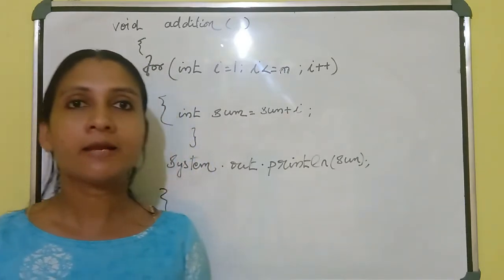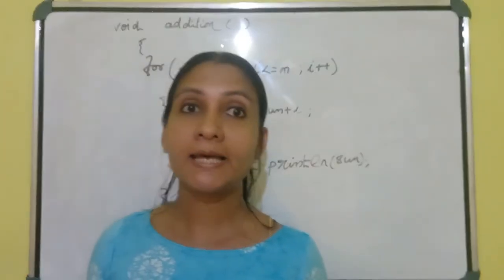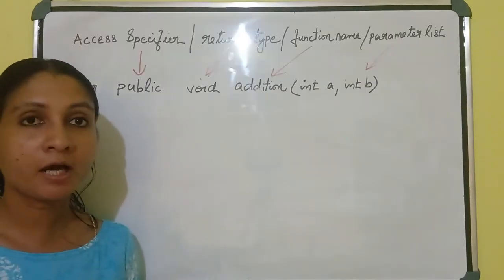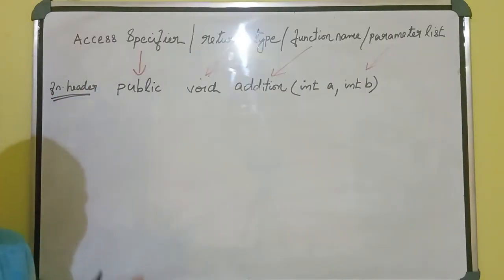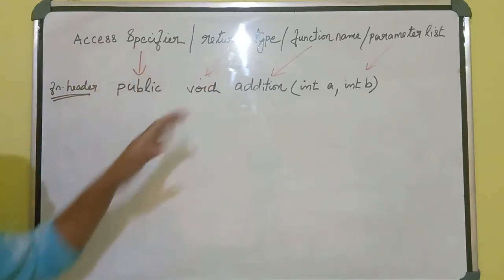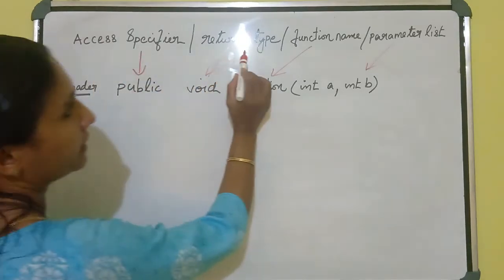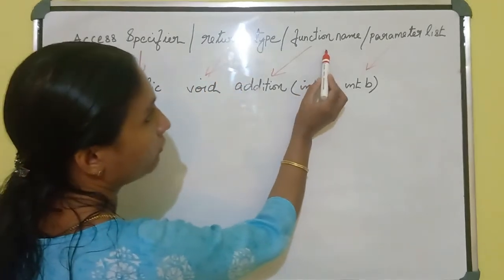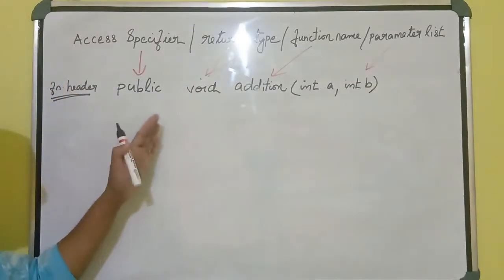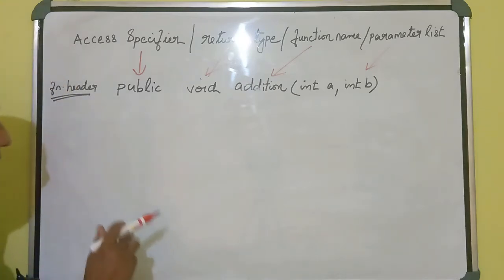Next I will explain what things we need to declare or define a function. Here I displayed how you can define a function. What are the main parts when we define a function? First one is access specifier. Second one is return type. Third one, function name. Fourth one, parameter list. With the help of an example, I will explain this.